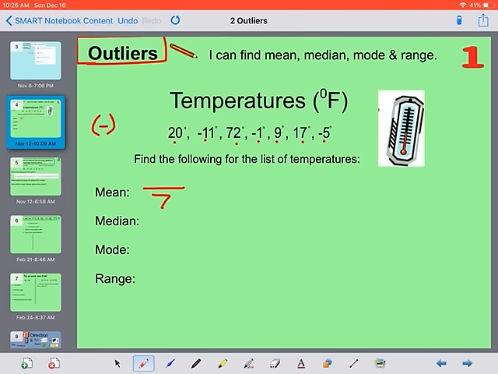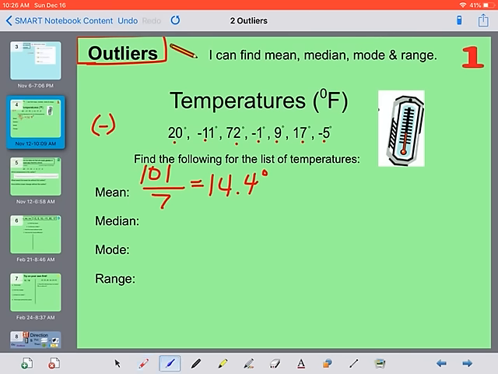Plus 72 plus a negative 1 plus 9 plus 17 plus negative 5 gives us 101. So if we divide that by 7, we get 14.4 degrees, because we're talking about temperatures. Our average temperature is 14.4.